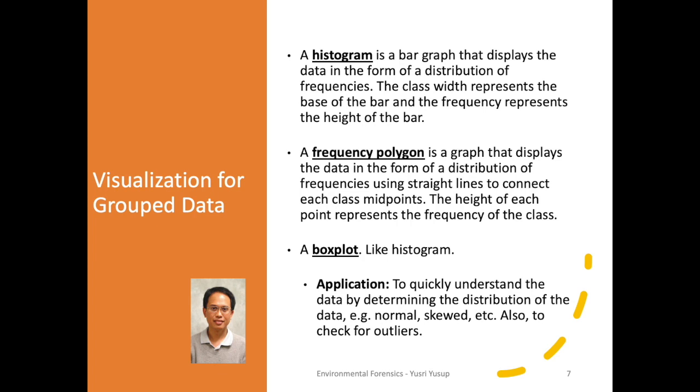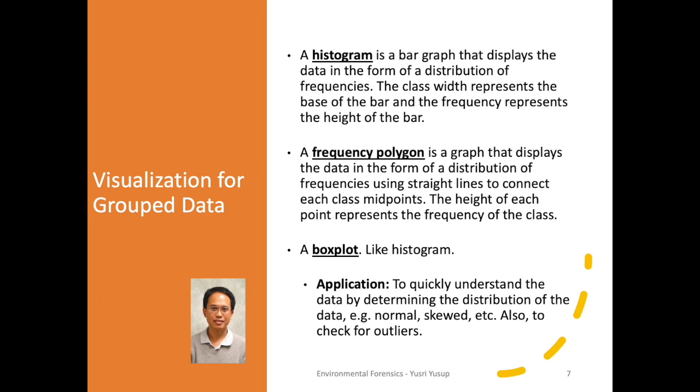A frequency polygon plot, on the other hand, is a graph that displays the data also in the form of a distribution of frequencies, but instead of using bar plots, it uses straight lines. But this does not mean that the frequency polygon plot and the histogram plot are the same. The height of each point of those lines represents the frequency of the class, the same as the definitions used in the histogram.